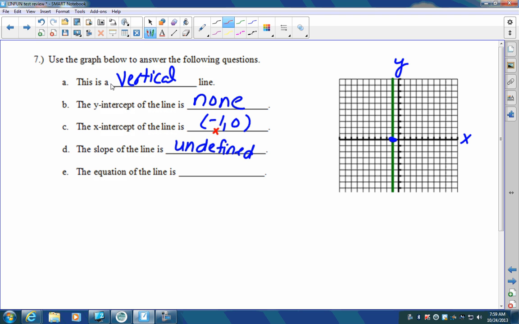One way to try and help you is the V kind of looks like a U, or I can take my line and make a U, trying to remember somehow for you to remember that the slope of a vertical line is undefined.